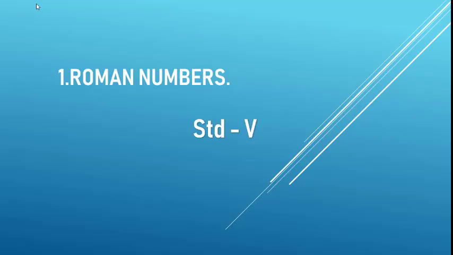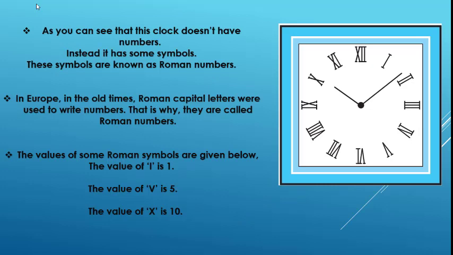Good morning children. Today the topic which we are going to learn is Roman numbers. As you can see, this clock doesn't have numbers. Instead it has some symbols. These symbols are known as Roman numbers. In Europe in the olden times, Roman capital letters were used to write numbers. That is why they are called Roman numbers.